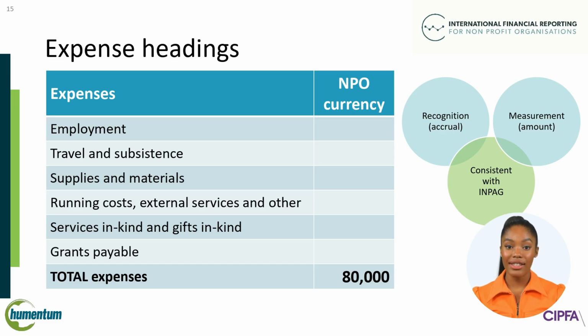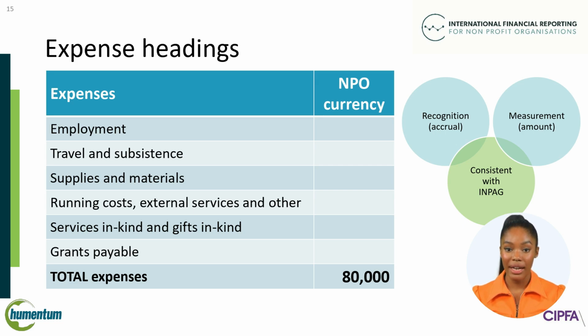The heading running costs, external services and other is for expenses such as rent, utilities, office supplies, costs of services, and any other costs related to the specified activities. Services in kind and gifts in kind is for donations in kind that have been given to the NPO and are being expensed. An example of donated services is free legal advice. Examples of donated gifts include low-value equipment or supplies. And finally, any grants or donations that are made by the NPO to other organizations or individuals.